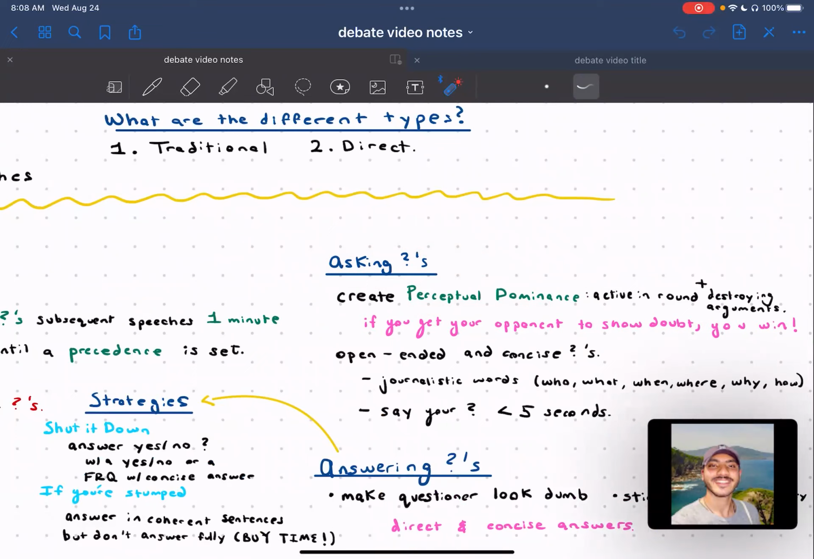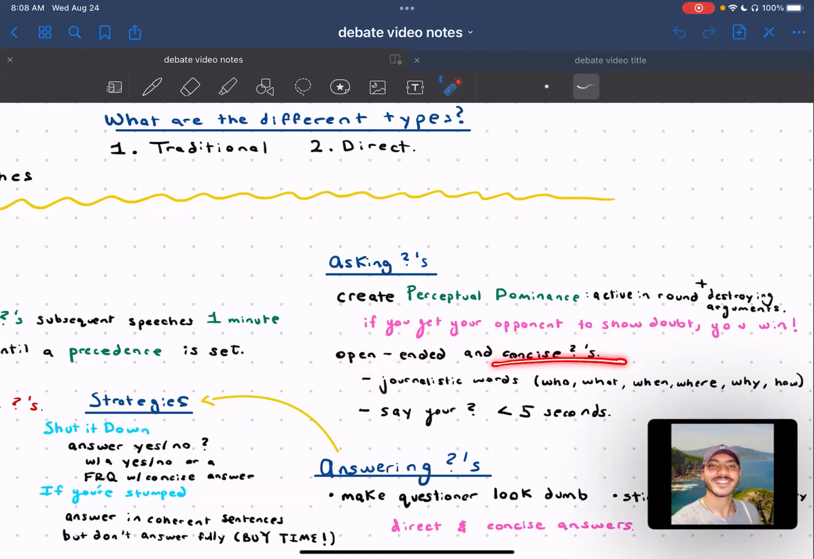And I think the general goal is that by the end of the round, you should be the representative tied or with the most amount of questions asked in the round. That's going to influence the judges and show them that you really did care about this round. If you get your opponent to show any doubt, you win that questioning period. And again, it's a little bit harder in traditional CX, but nonetheless, it's important to get your opponent to show any doubt when possible.